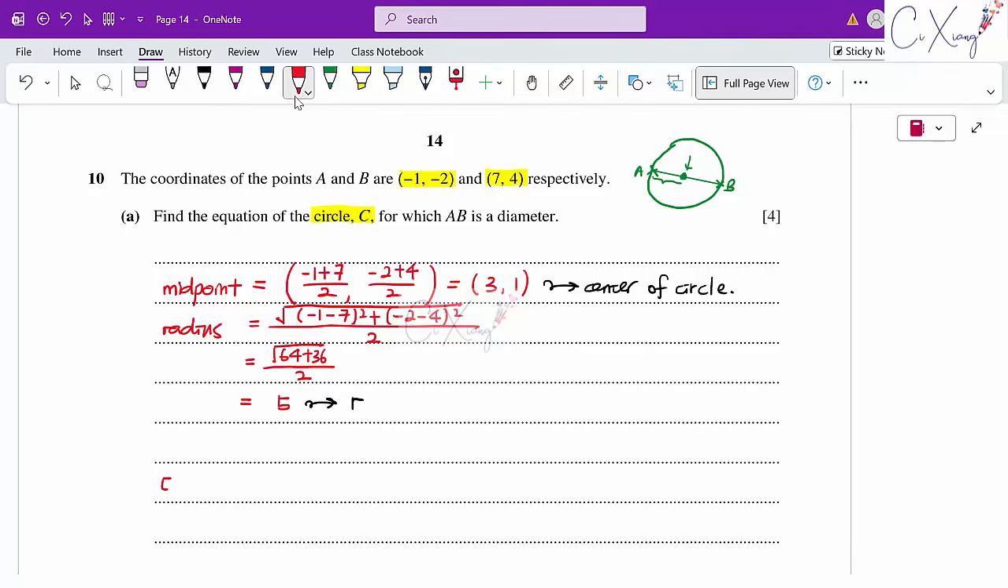Then the equation of the circle will be what? It should be x minus x1, which is the x coordinate of the center of the circle, then y minus y1, which is the y coordinate of the center of the circle, equals r squared. So 5 squared. And this is how our equation of the circle looks. Right, then let's continue to part B.